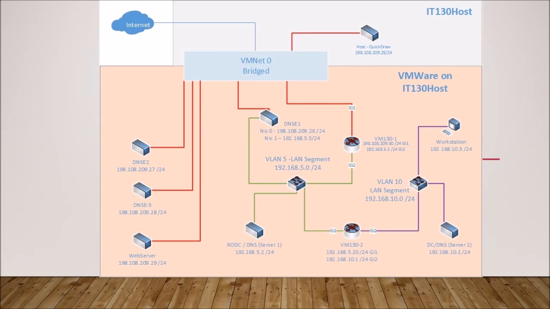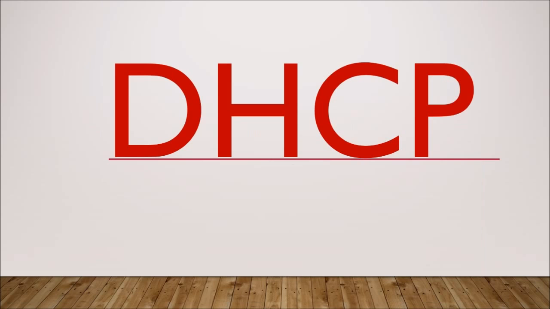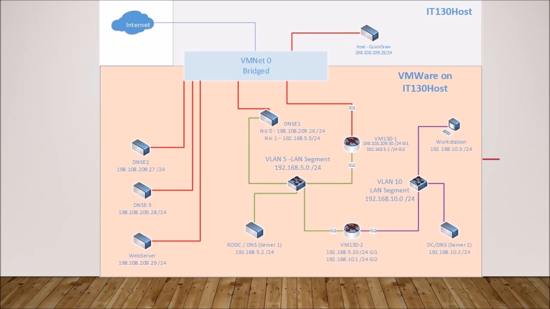We'll start out by taking a look at my network I built for IT130, and in this configuration on server 2, I have also applied a DHCP role. We'll start out by taking a look at my network map that I made for IT130.